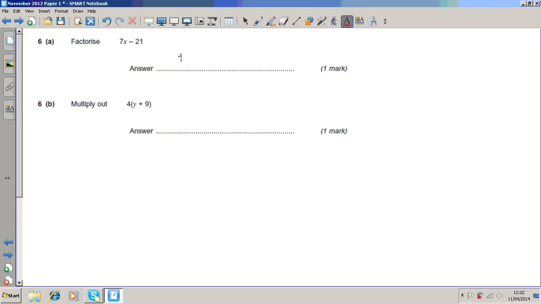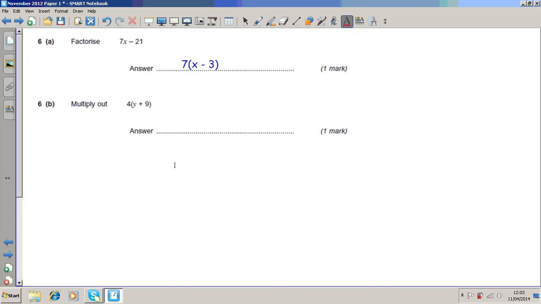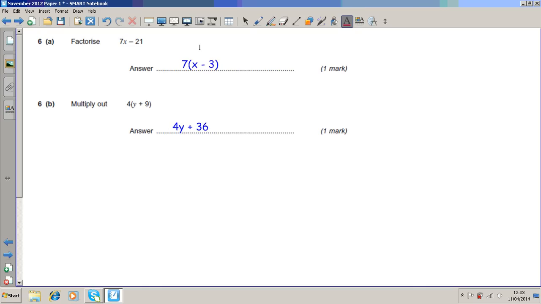What does factorise mean? Factorise just means putting it into a bracket. So 7 goes into both of them, and we times it by x to get 7x, and times by minus 3 to get minus 21. 7x minus 21. Multiply out this one, 4 times y, that'll be 4y, and 4 times 9 is 36. Them questions always come up, so you need to know how to do them. It's a fairly simple method.